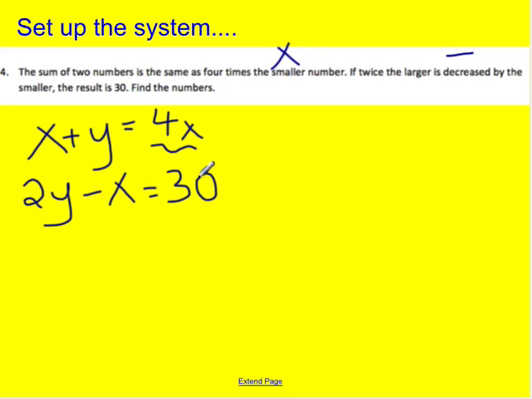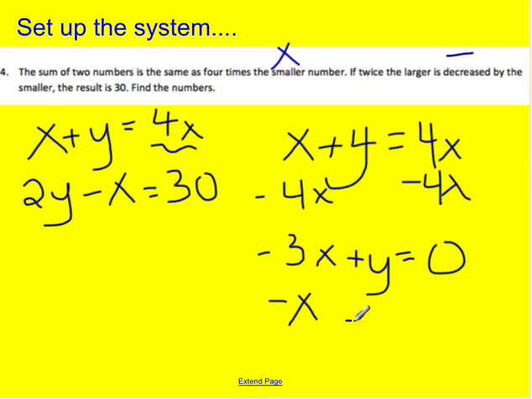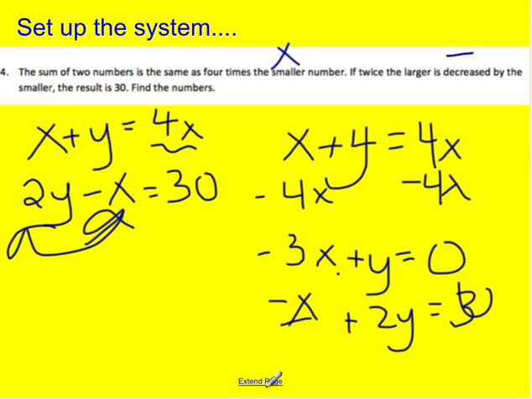So before we can solve this, we need to get everything in standard form. So to start off with, I am going to take this equation and solve it to get my x's on the same side. So I'm going to go ahead and subtract x from both sides. So then here I get negative 3x plus y is equal to 0. Now for this equation, I'm going to flip it around. So I have negative x plus 2y is equal to 30. So all I did was flip these two around so that my x's could be lined up in columns together.